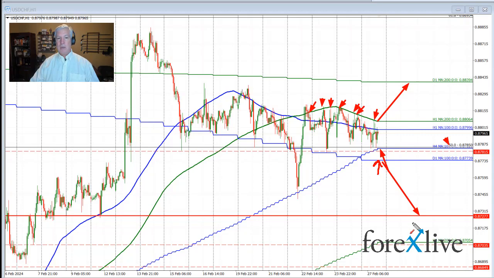And until that is resolved, until we get that shove one way or the other, ups and downs are going to continue in this currency pair. We'll see how it all plays out over time, but that's the story from a technical perspective.